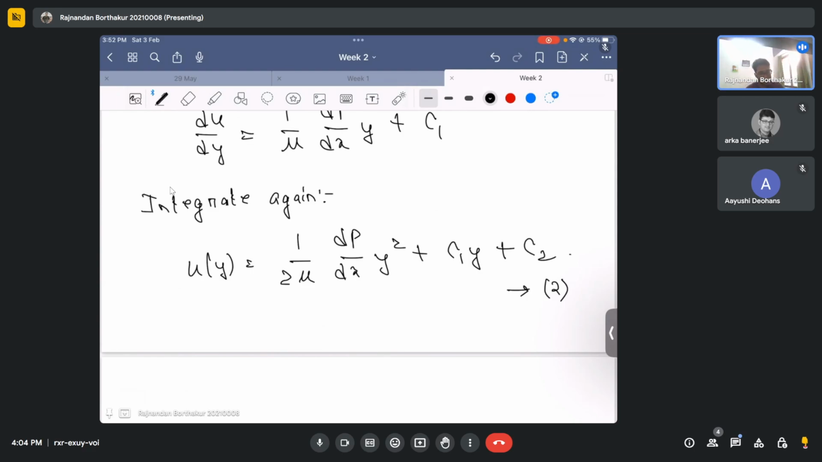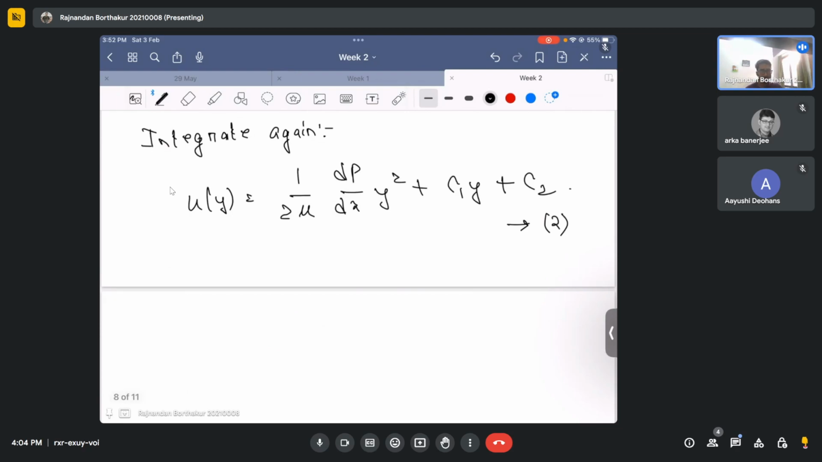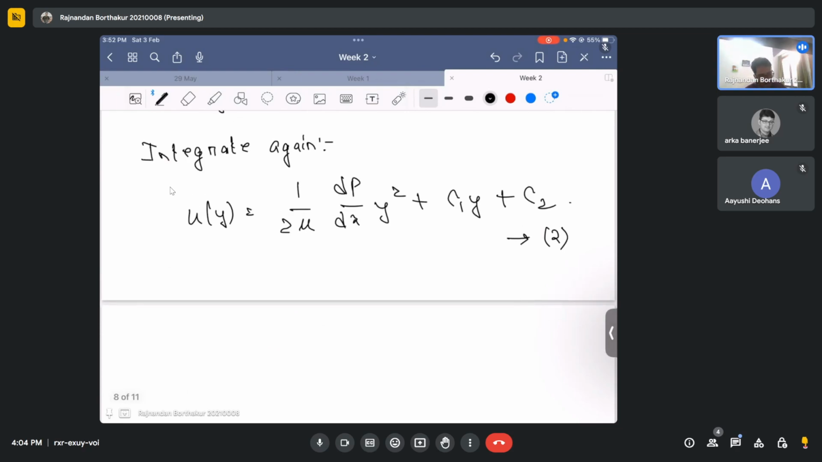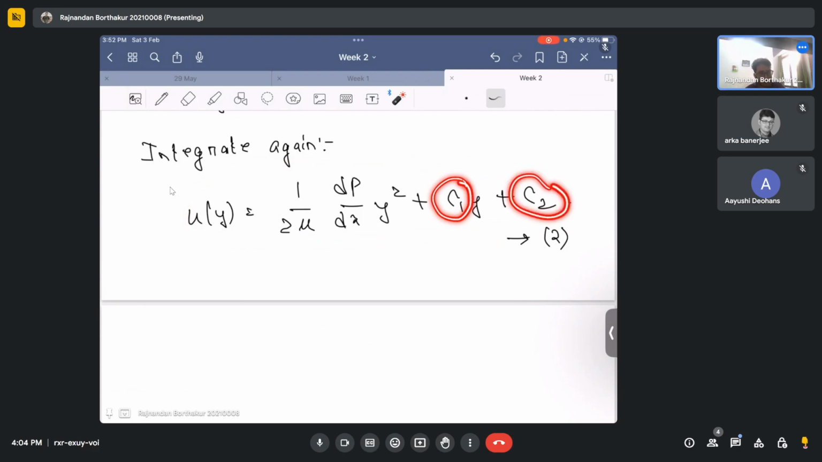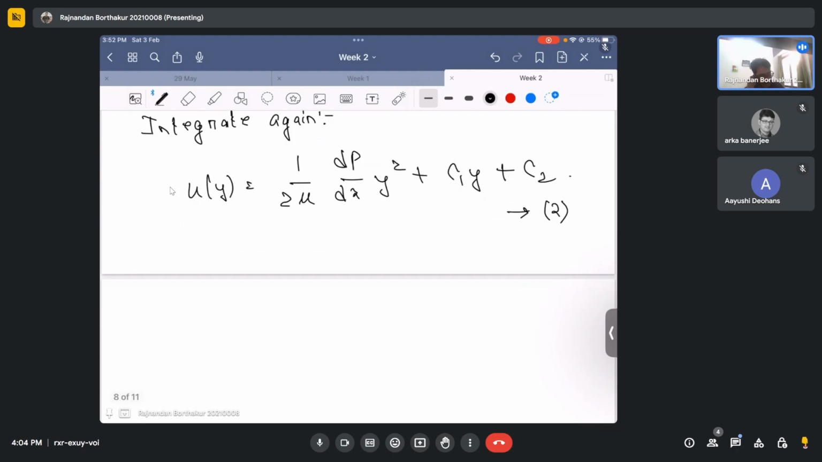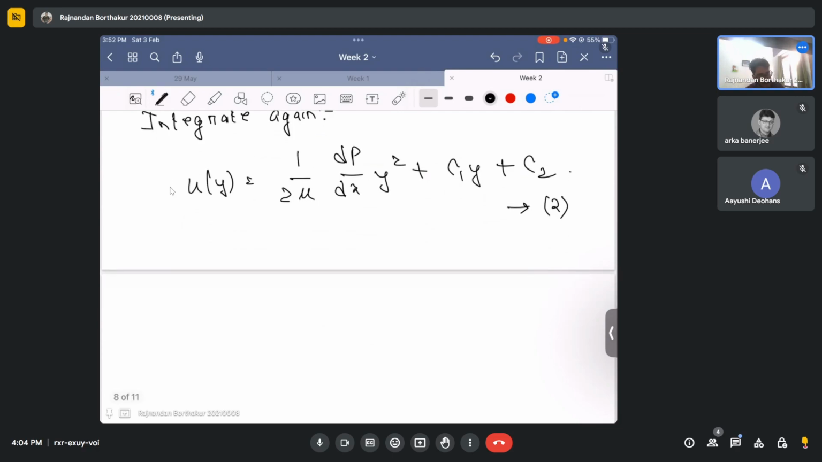So now, how do we calculate C1 and C2? Remember, our task is to evaluate the x direction velocity profile, and for that we need to evaluate the constants C1 and C2, which are constants but unknown. So how do we evaluate C1, C2? Can anybody tell me? Boundary conditions. Exactly, from the boundary conditions. So we'll now use the boundary conditions.